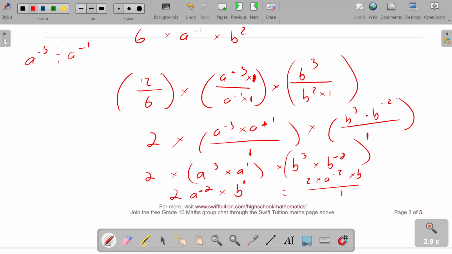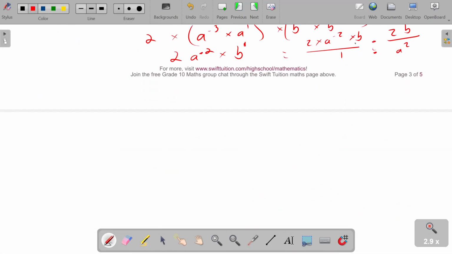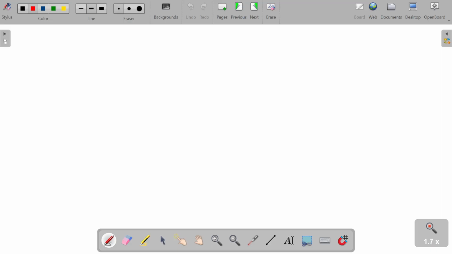But I don't like having negative exponents, so I'm going to transport the a to the power of -2 to the bottom, and when it travels from the top to the bottom, its sign is going to change. So now we're going to have 2b over a squared, and that is going to be our answer for that specific problem. So that is basically how you would approach a problem such as this. And yeah, that's about it. Okay, next problem.